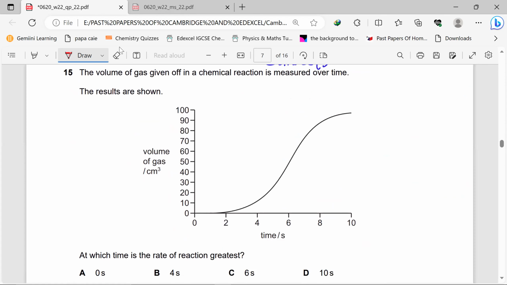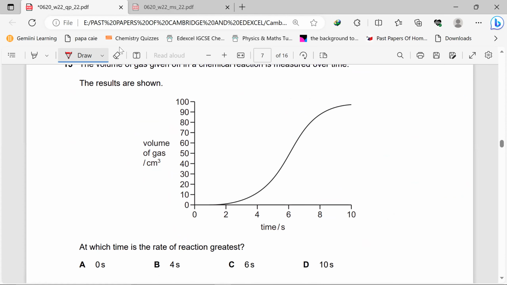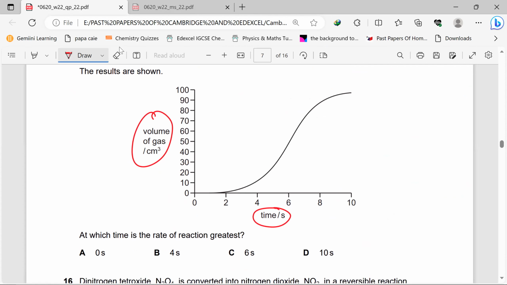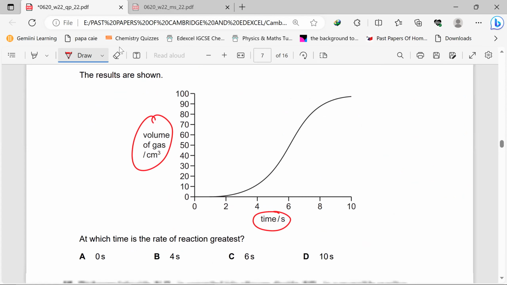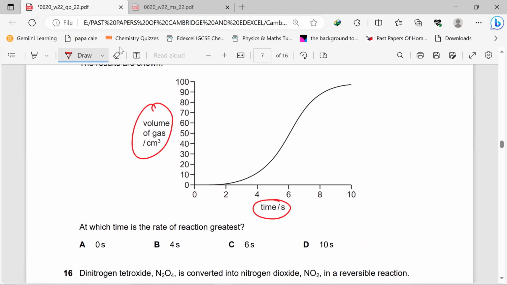Question number 15. The volume of gas given in a chemical reaction is measured over time. The results are shown, with volume of gas on the x-axis and time on the y-axis. At which time is the rate of reaction greatest? The steeper the curve, the greater the volume of gas evolved per unit time. So at which time is the rate of reaction greatest?